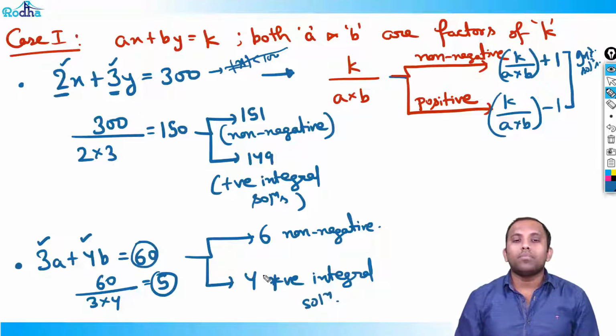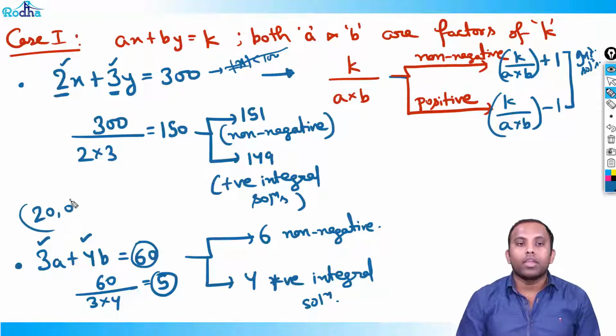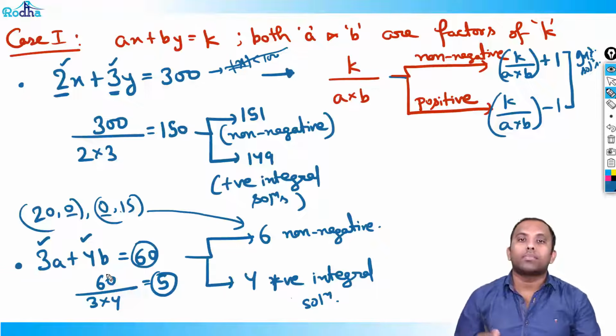You can sense here why the difference is 2. If there are 6 non-negative solutions, there will be one case with a equals 0 and b some number, and another case with b equals 0 and a some number. So there are two cases we are subtracting, because for positive, neither a nor b can be 0. Like here, one case will be a equals 20, b equals 0, and the other will be b equals 15, a equals 0. These two cases are counted in non-negative, but not in positive integral solutions, because one is 0. That's why we subtract 2.